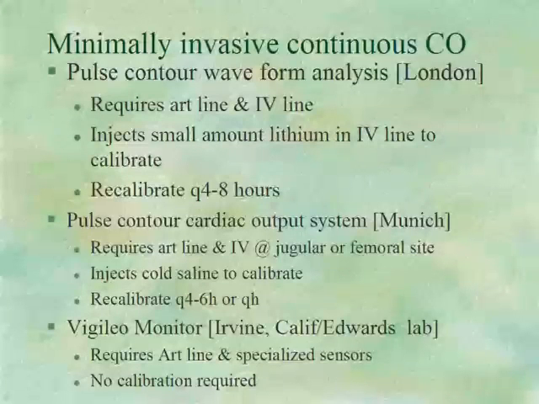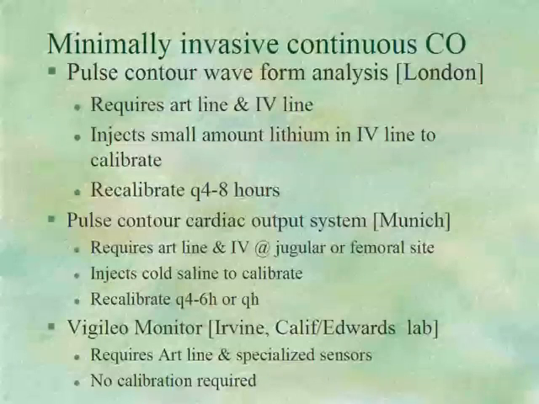Your pulse contour cardiac output system was developed by a company in Munich, Germany. This requires an arterial line and an IV line that has to be at the jugular or femoral site. This will inject cold saline to calibrate it, and it's to be recalibrated every 4 to 6 hours according to the company. According to people who use it, you may have to do it at least every hour.